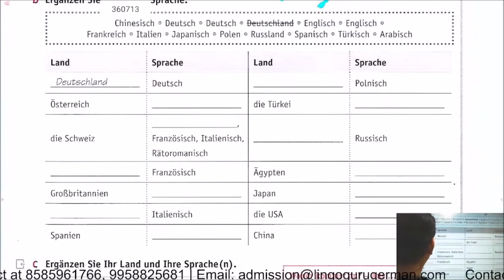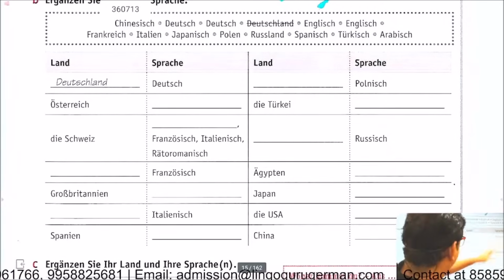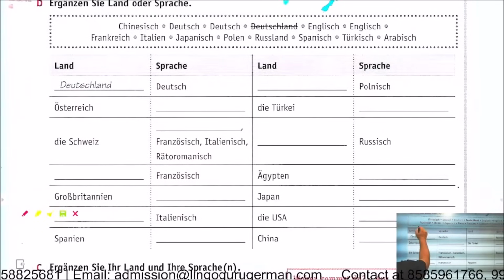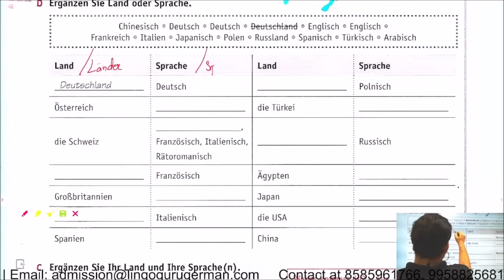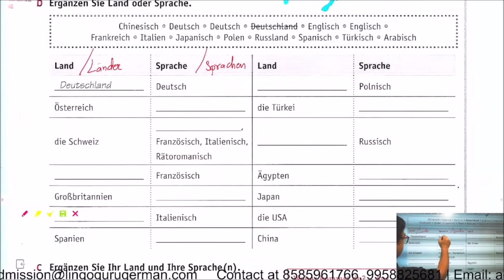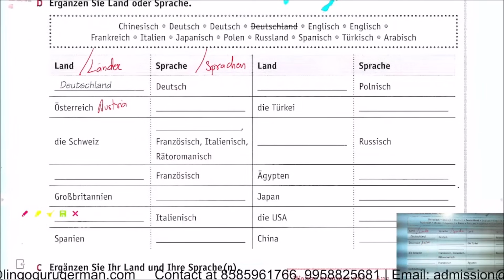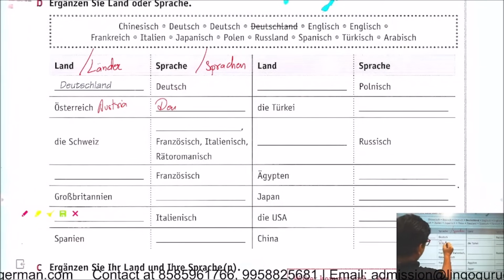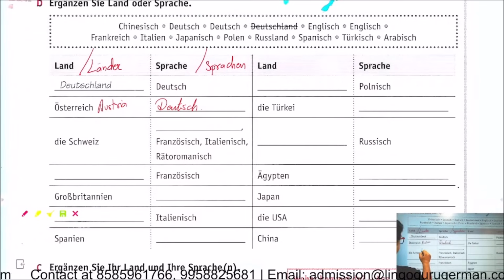Here we see Land, which is country. Here we see Sprache, which means language. Land, Sprache. The plural is going to be Länder and Sprachen. Deutschland, Deutsch. Deutsch is the Sprache. Österreich, which is Austria. What language do people speak in Österreich? Deutsch. Die Schweiz, which is Switzerland.